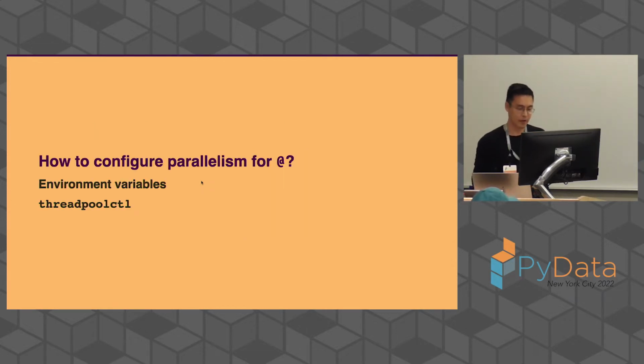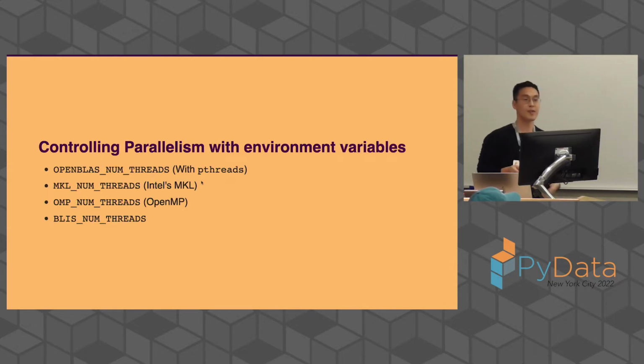Now, remember one of the key points is configuration. How do you configure matrix multiplication for parallelism? There's two ways, environment variables and threadpoolctl. Environment variables, there's a whole host of them. There's many flavors of this. There's OPENBLAS_NUM_THREADS, MKL_NUM_THREADS, OMP_NUM_THREADS, which if your backend is built on OpenMP, that's what you use. And there's quite a bit. You have to know of them. There's a lot of environment variables.